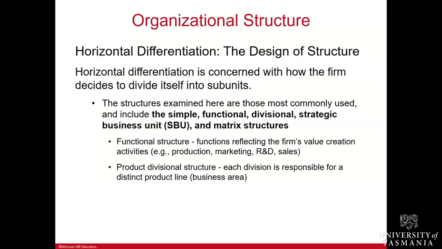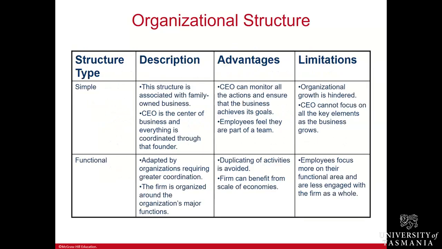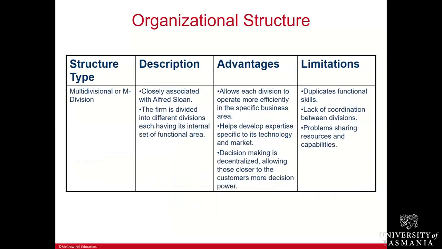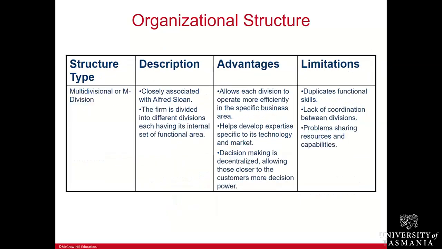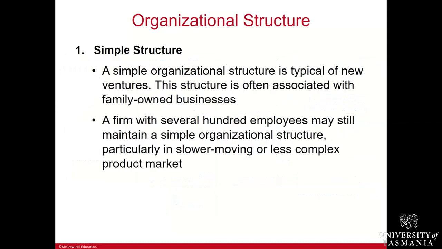But let's examine what these are, and it's better to go through the structure types. The first structure is the simple one, the second one is functional, and the third one is multi-divisional. We sometimes say M-division, and there's also the matrix model. I didn't write it here, but we will talk about the matrix as well. Let's start with the simple structure. What is the simple structure? That's the basic structure of an international business model.